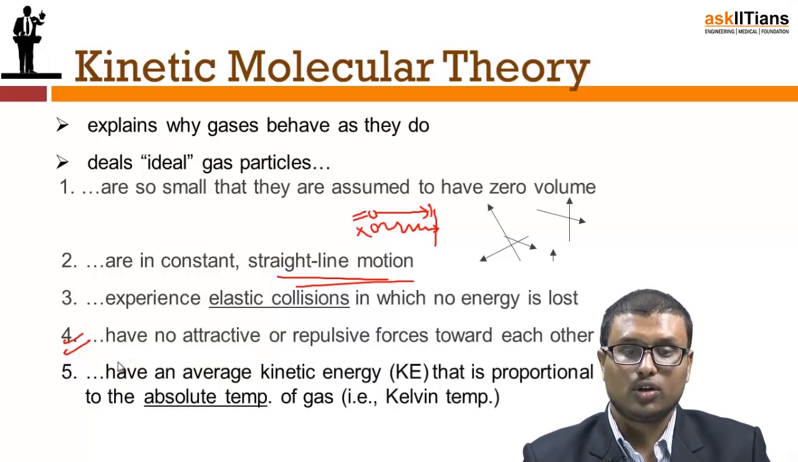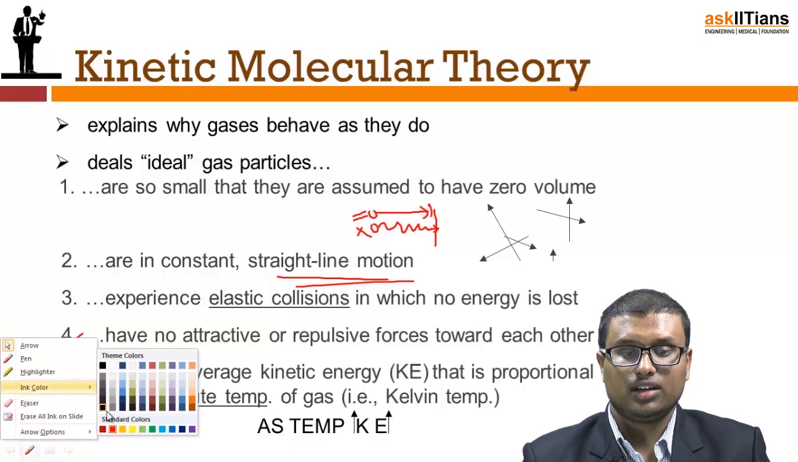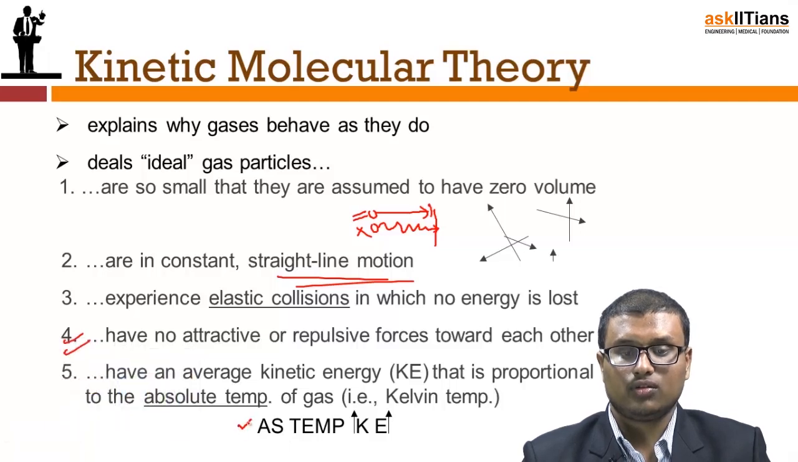So the gas molecules have kinetic energy, and their kinetic energy is proportional to the absolute temperature of the gas. So we can see how temperature plays a very important role in determining my kinetic energy, that means in determining my velocity. As temperature increases, kinetic energy increases. This is an important relationship, and also one of the important relationships from your kinetic molecular theory.